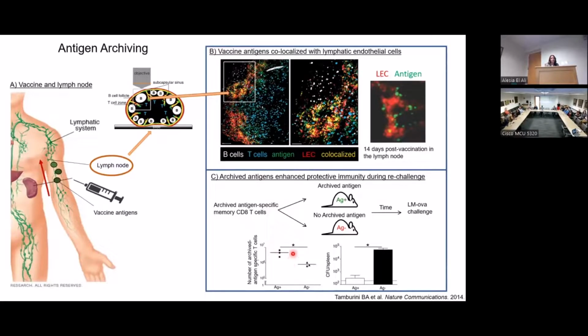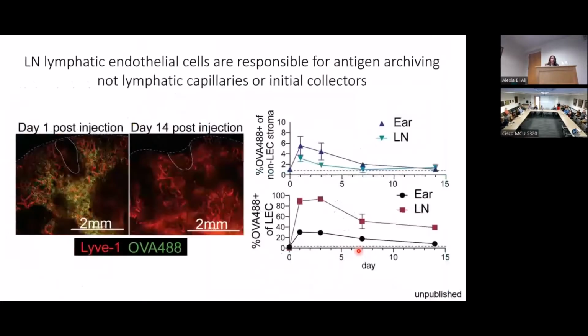What we found is that when you have the archived antigen, you have increased protective immunity and an increased number of antigen-specific T cells. When you don't have the archived antigen, you have fewer. So it seems to be important for enhancing protective immunity. And one of the questions we often got asked was, does the antigen just stay in the tissue site and then drain to the lymph node over time?